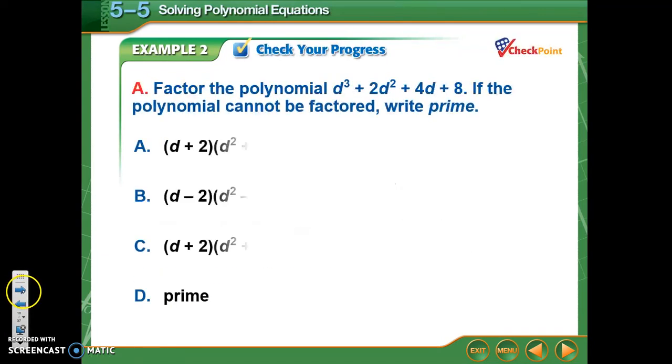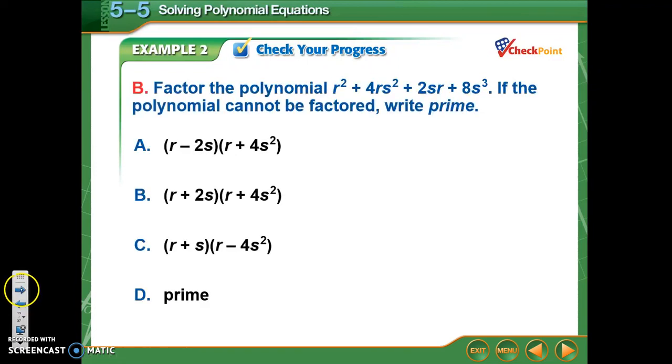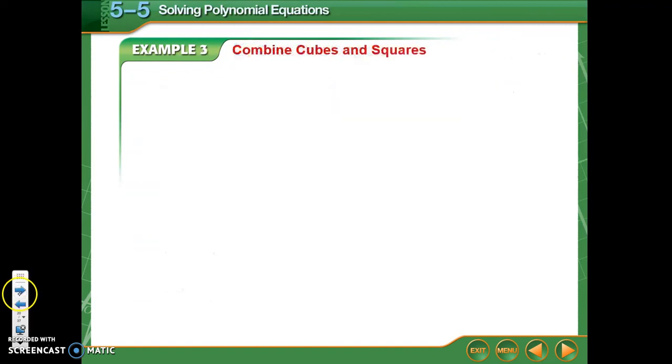Okay, you guys try this one. All right, the answer here should be C. And try this one. The answer here is B. So that kind of factoring we just looked at is factoring by grouping. When I have four terms or more, we try factoring by grouping.